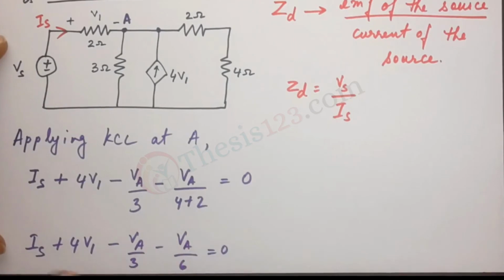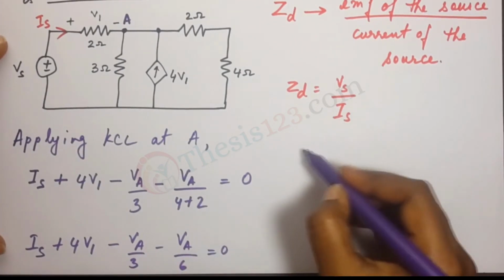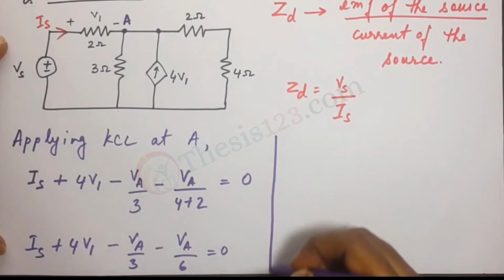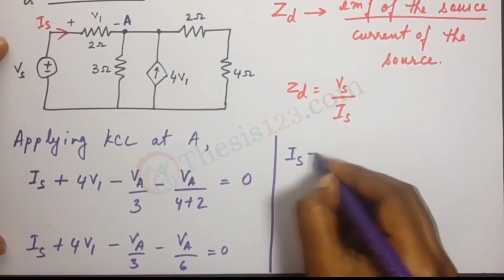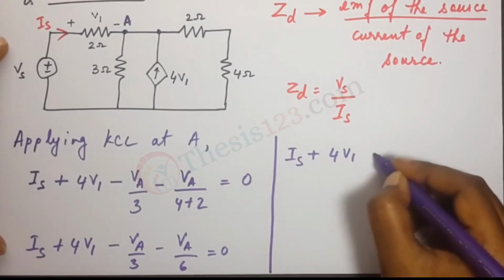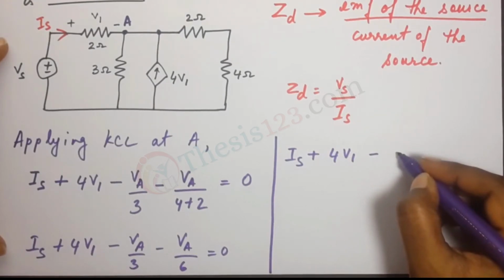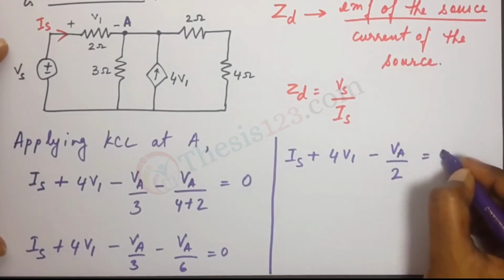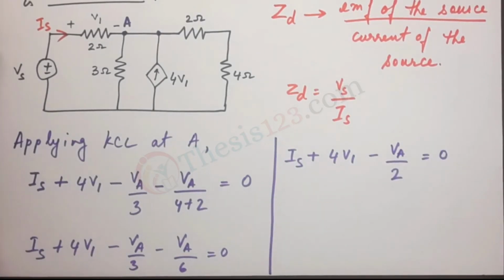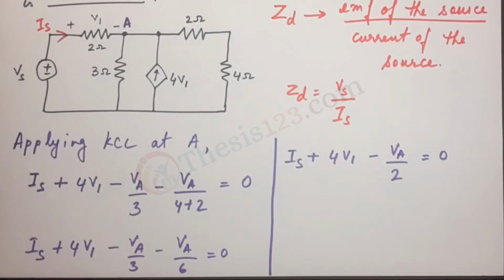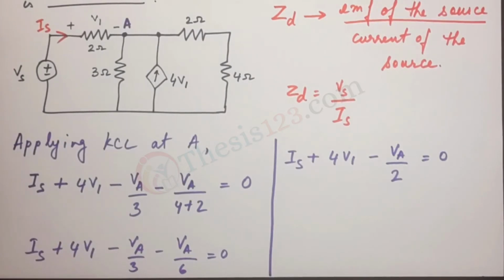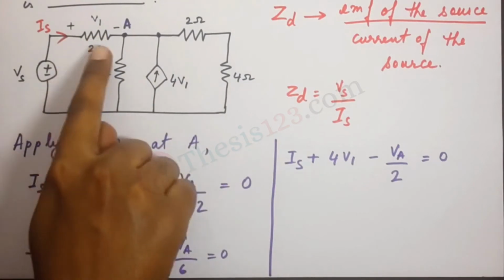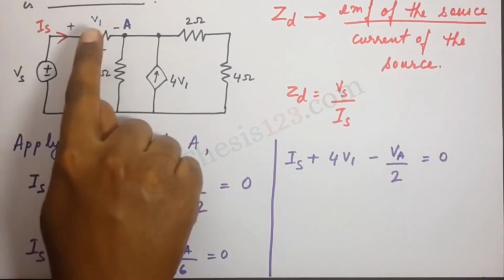Now let me simplify this even further. Is plus 4V1 minus VA by 3 minus VA by 6 will give us VA by 2, is equal to 0. So here is our basic current equation of the circuit simplified. Next, let's look a little further at the circuit. Now V1 is the voltage across that resistance there. That's what's given in the circuit, V1.